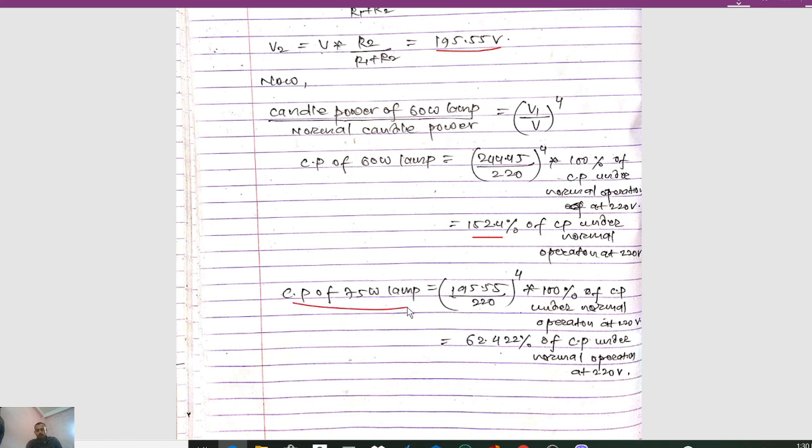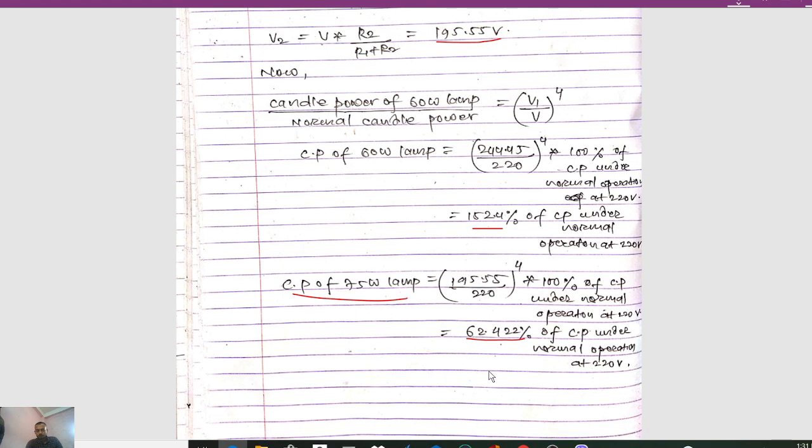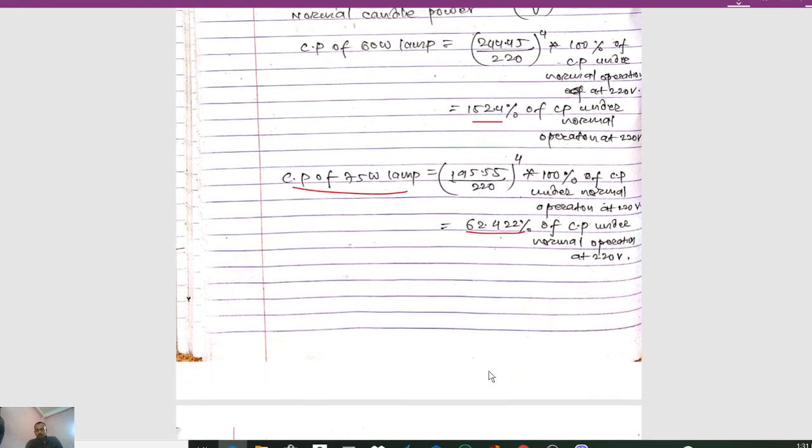Similarly, the candle power of the 75 watt lamp will be V2 upon V to the power 4 into 100% of candle power under normal operation at 220 volt. So we'll get here 62.422% of candle power under normal operation at 220 volt. So these are the required answers.